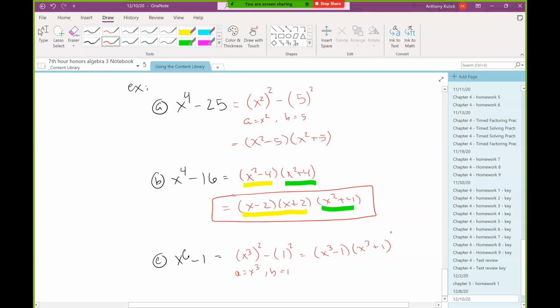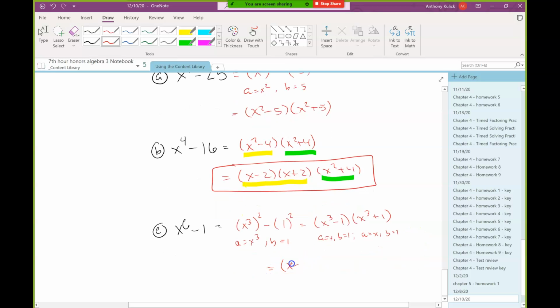So my a here is like x to the 3rd, and my b is 1. So using my difference of 2 squares, I can write x to the 3rd minus 1 times x to the 3rd plus 1. But I'm not done here. If you look closely, x to the 3rd minus 1 is a difference of 2 cubes, where the a is x and the b is 1. And x cubed plus 1 is also a sum of 2 cubes, where the a is x and the b is 1.